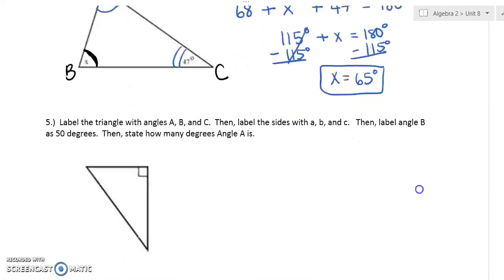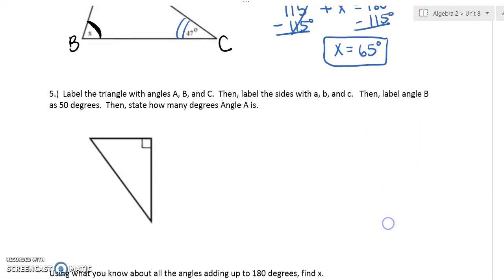Now let's do one more. It says label the triangle with angles ABC again. So we're going to go ahead and label them. We're going to make our right angle our angle C. So we have A, B, C, and then it says label its sides. So remember that they are the opposite sides of the angle. So here's angle A. Opposite of it would be side A. We have angle C. Opposite of that would be side C. And we have angle B, and opposite of that would be side B.